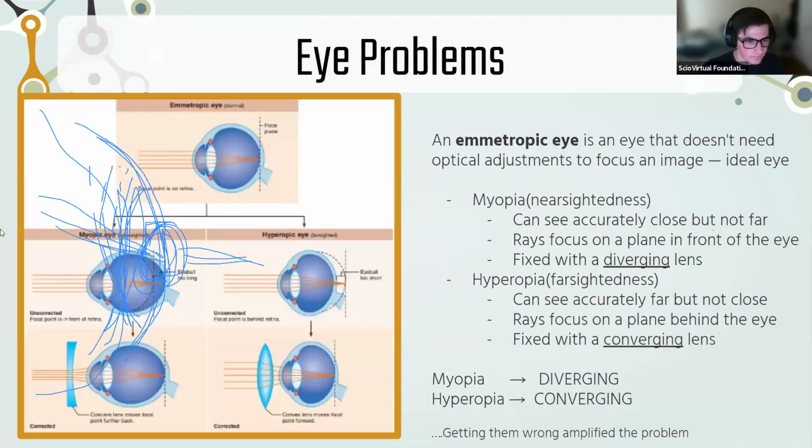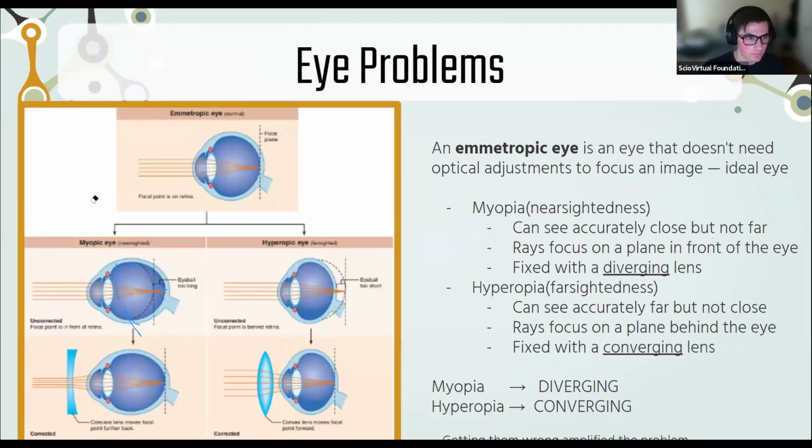All right. Now let's look at some typical eye problems, the most basic ones, which are going to be myopia and hyperopia. So first of all, some terminology. An emmetropic eye is basically an ideal eye. It's an eye that doesn't need correction optically and focuses all of the images onto the correct focal plane, aka the retina.